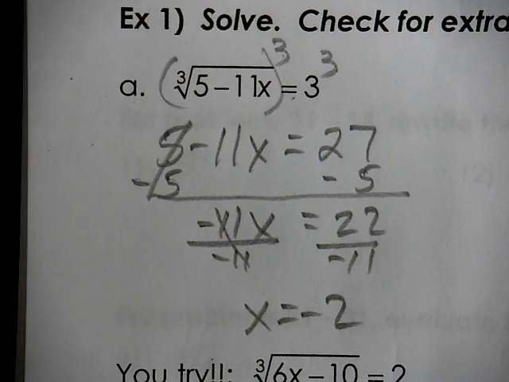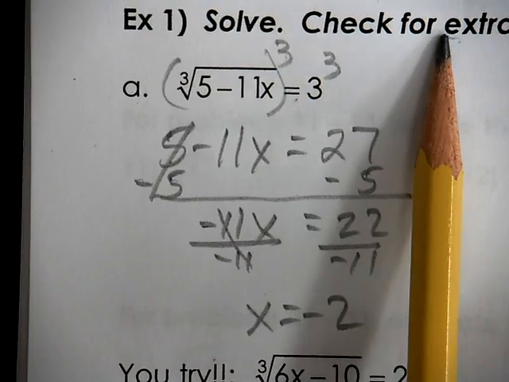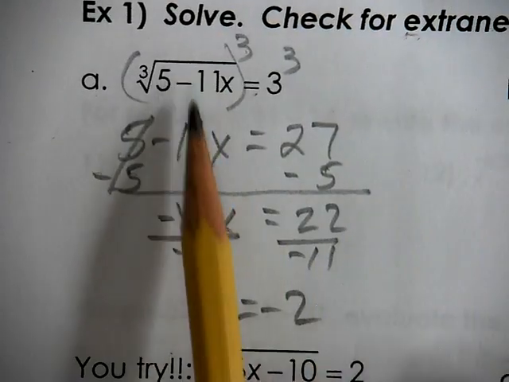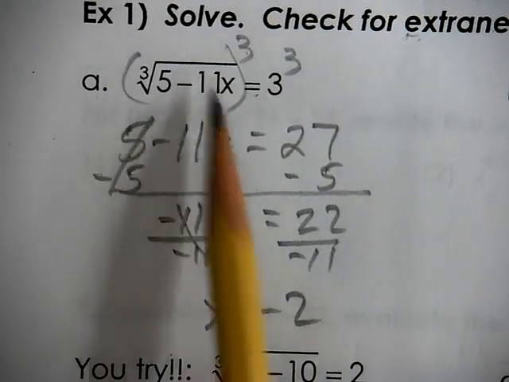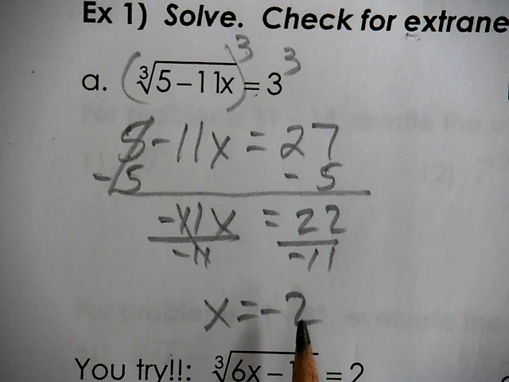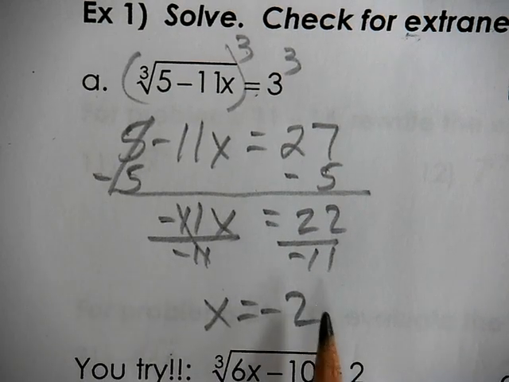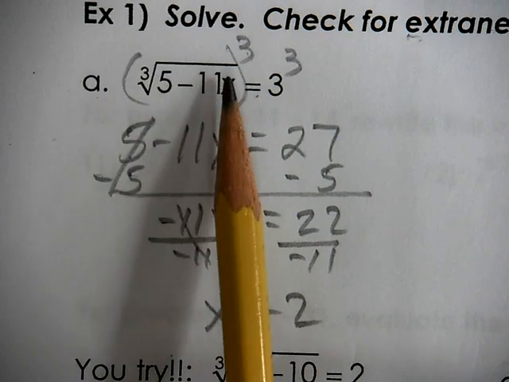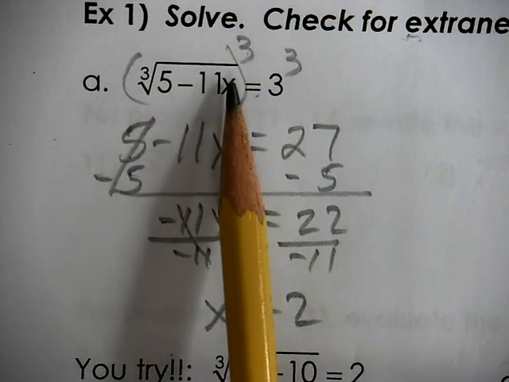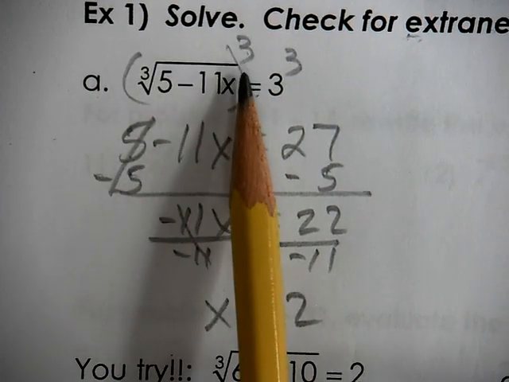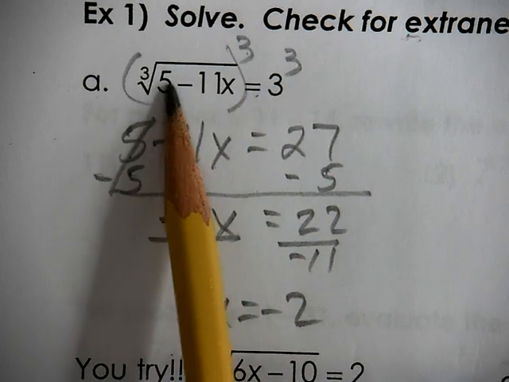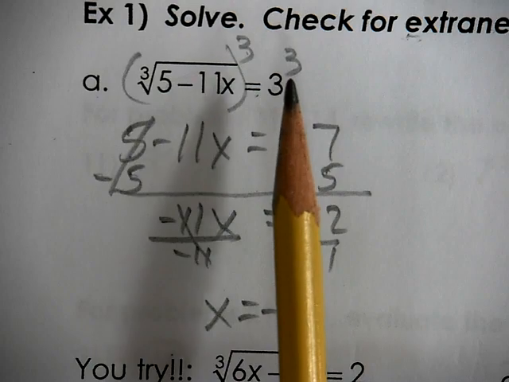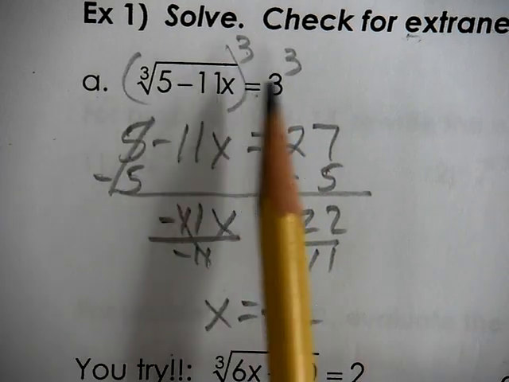You can check your answer for extraneous solutions by plugging that negative 2 back in. Often negative numbers concern us, but when we plug our negative in here, we get negative 11 times negative 2, which is a positive 22. Adding the 5 gives us 27. Cube root of 27 is 3. So it worked out great.